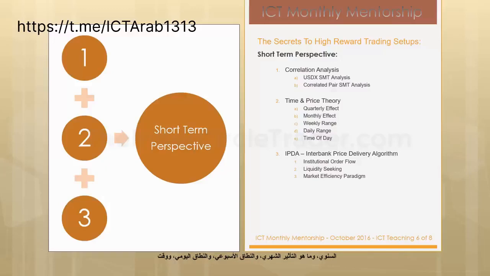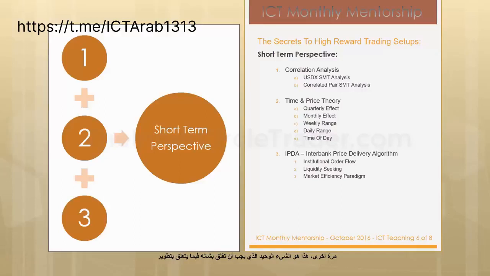Understanding what the quarterly effect is, what the monthly effect is, the weekly range, daily range, and time of day. Understanding what SMT divergence is and correlated SMT divergence, understanding what that cracking correlation means for you as a trader, and then obviously understanding institutional order flow, where the stops are, and why those stops would be necessarily up for grabs. Why would the market go there? That's what the market efficiency paradigm is.